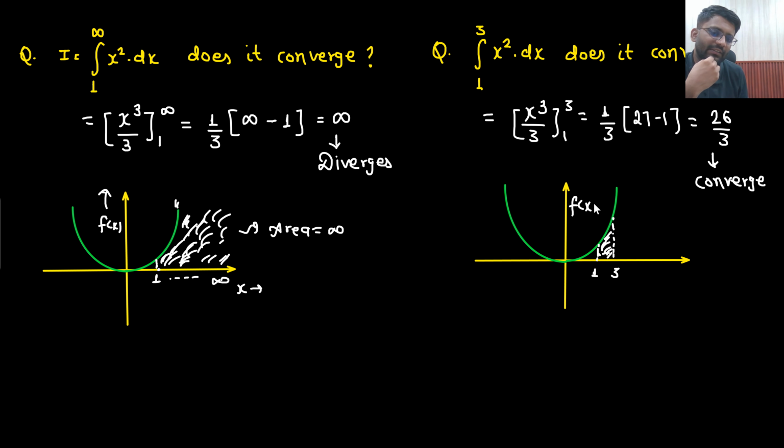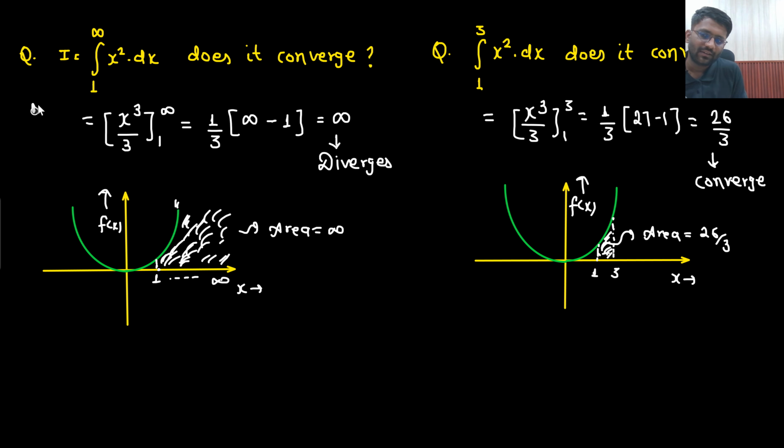So this is your f(x) versus x. This is a finite area, and how much is this area? 26 by 3. Right? So this is a finite area, so it is converging. If you want to solve this one with P series, you cannot solve, because P series is only there for 1 to infinity or 0 to 1. So this I can solve with P series. So how will I solve with P series?